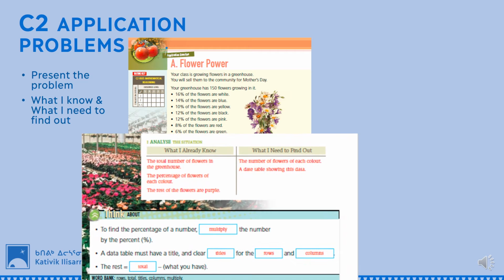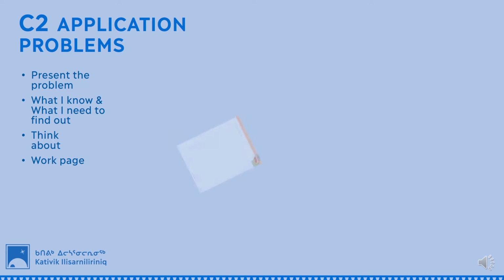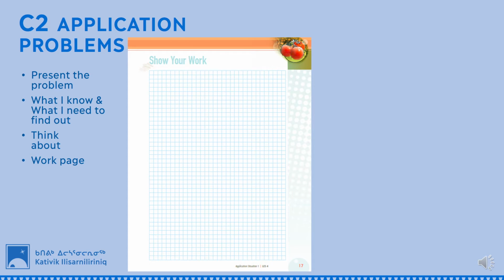The What I Know section encourages students to summarize the information provided from the problem. The What I Need to Find Out section assists students to list what is being asked of them. Think About triggers students to determine what mathematical tools, operations, or knowledge they can employ to solve the problem. The work page is designed with a graphic grid so students can do any operations or make tables, graphs, or other illustrations.